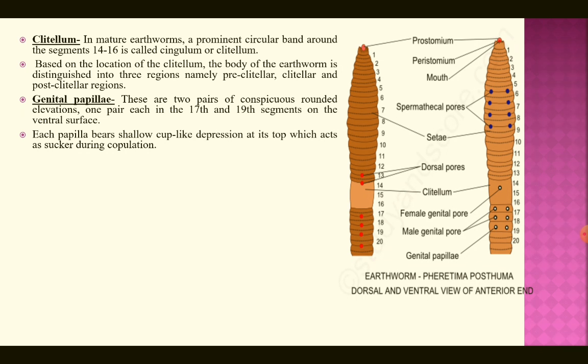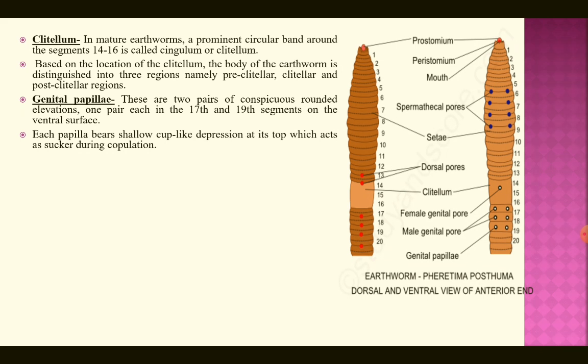Based on the location of the clitellum, the body of the earthworm is distinguished into three regions, namely the preclitellar region, that is the region of the body in front of the clitellum, the clitellar region, the segments which possess the clitellum, and the post clitellar region, that is the region behind the clitellum. This is how the body of the earthworm gets distinguished based on the presence of the clitellum.